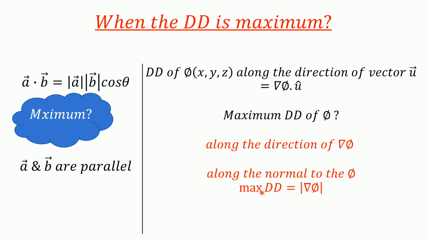This maximum value of the directional derivative is the magnitude of del phi, and it is along the direction of vector del phi. That means along the direction of vector del phi there is a maximum slope, or the rate of change of phi along the direction of del phi is maximum.